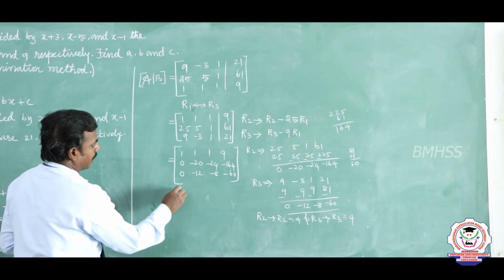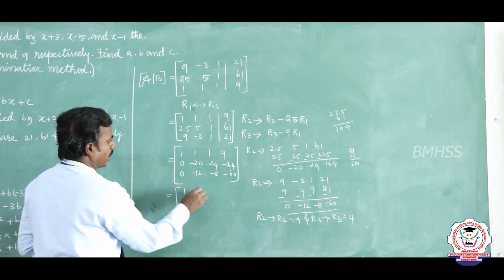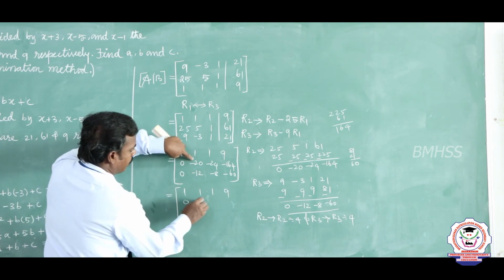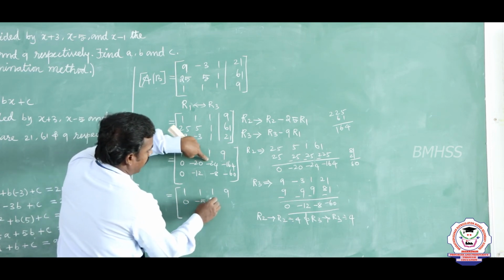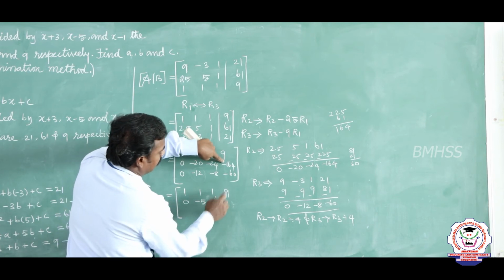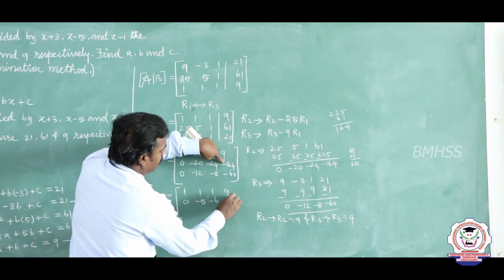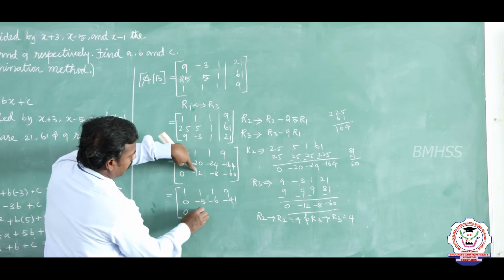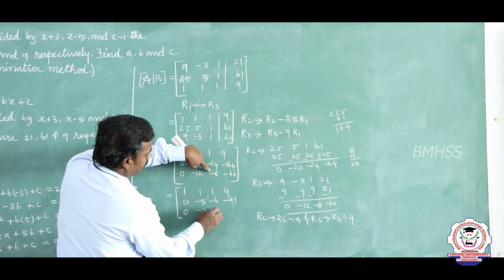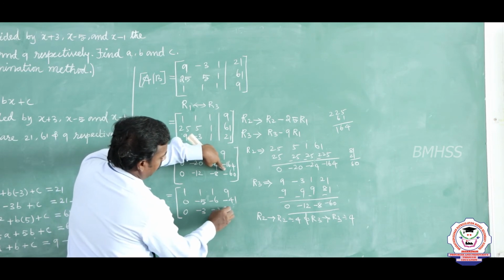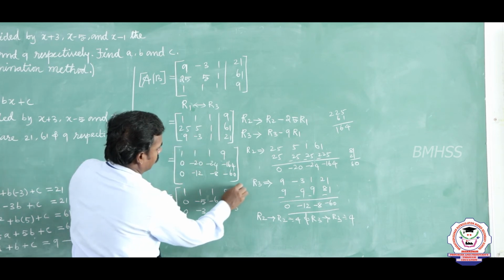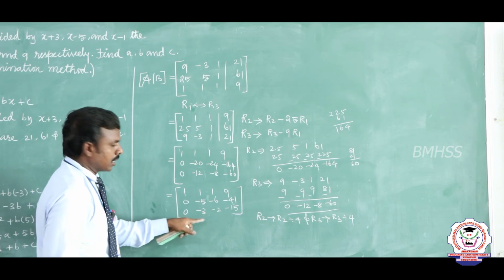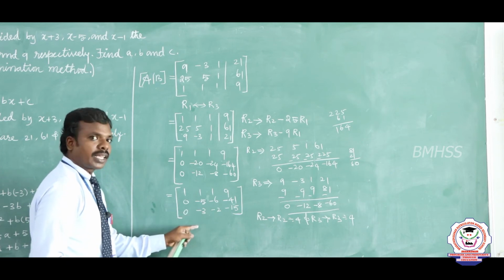After dividing, we will get first row 1, 1, 1, 9. Listen to this, 0. 20 by 4 is minus 5, and minus 6. 164 by 4, minus 41. Listen to this, here 0. 12 by 4 is 3, so minus 3. Minus 8 by 4 is minus 2. Minus 15 will come. So now again I am going to make changes in third row, because in the minus 3 place I am going to make a 0.